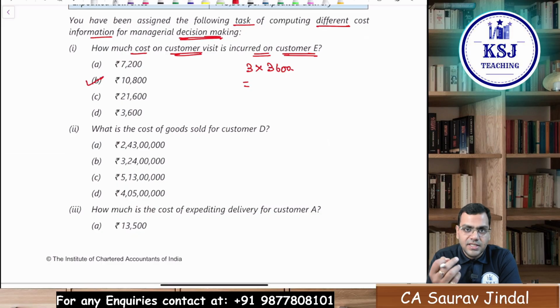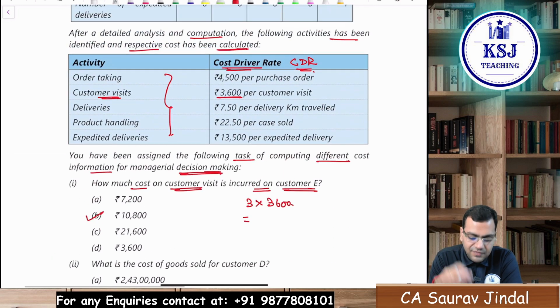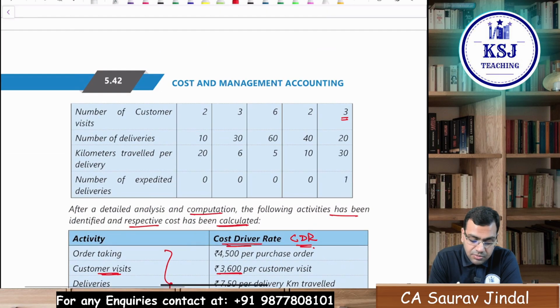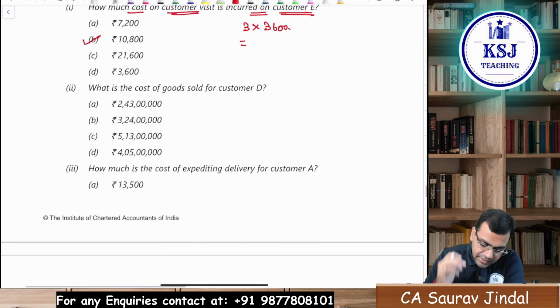The CDR is given. The CDR implies what? The CDR implies that for every one customer visit, what is the cost? Right? They say for every one customer visit, the cost is 3600. Now they are asking about customer E. For customer E, the number of customer visits is what? 3. For one visit, the cost is 3600. So for 3 visits, the cost is 10,800. Very simple. Let's come to the second one.